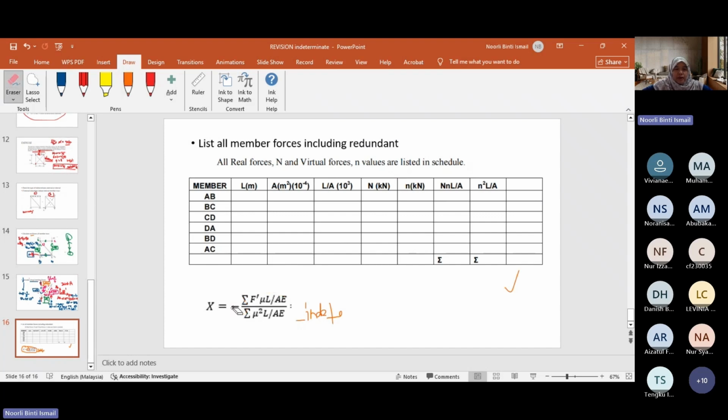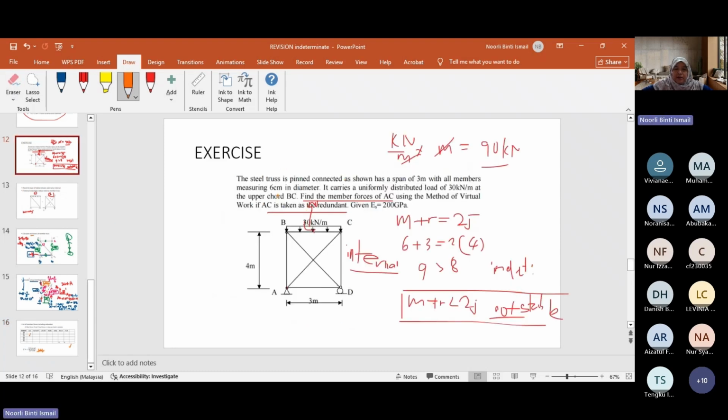Okay, now you already have all, right? L you dah ada. Betul tak? A, what is A? A, they just give you diameter. Diameter 6. So how to find area? A equal to berapa?